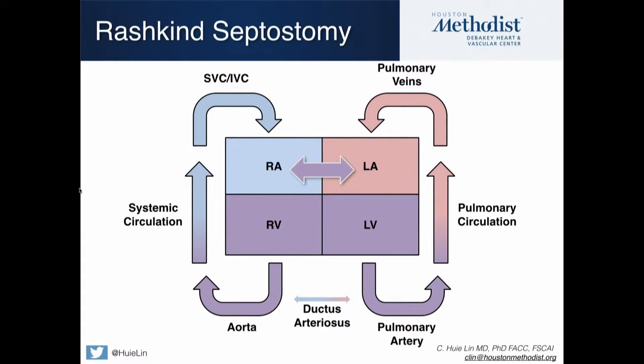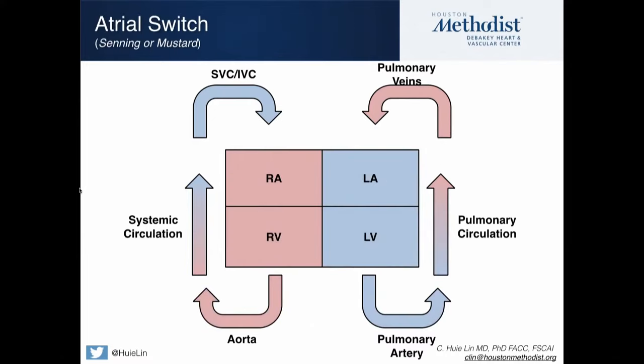And so that was one of the most important developments in the treatment of transposition of the great arteries, because it could be done via a catheter instead of open heart surgery, which had been the first version of the septectomy. So thereafter, there was the development of the atrial switch, which you will hear termed as either a Senning or a Mustard procedure. So the difference between a Senning or a Mustard procedure is the following.